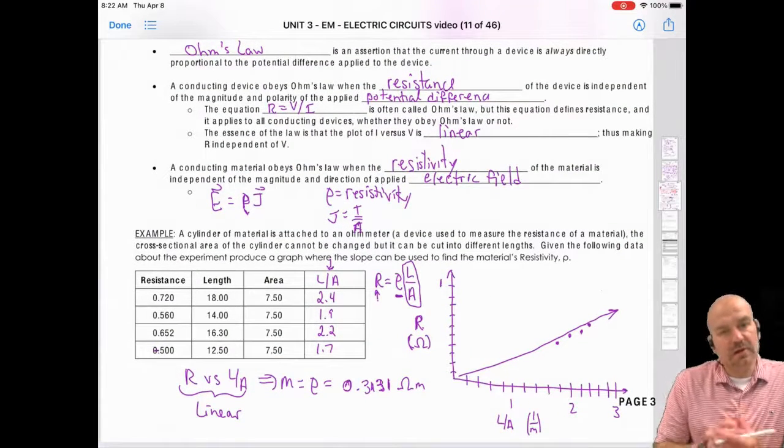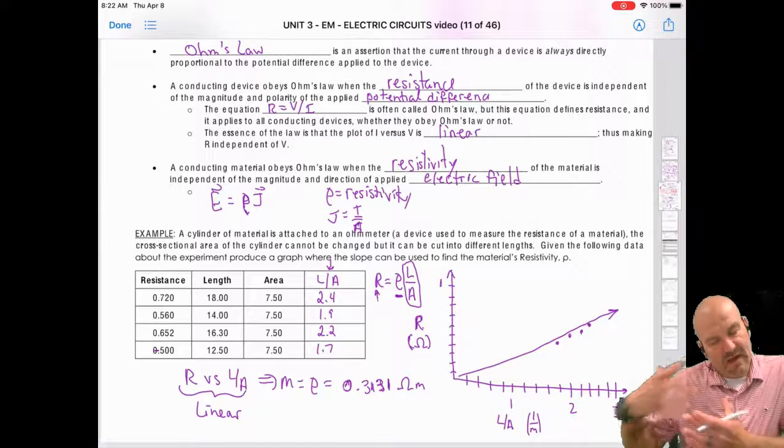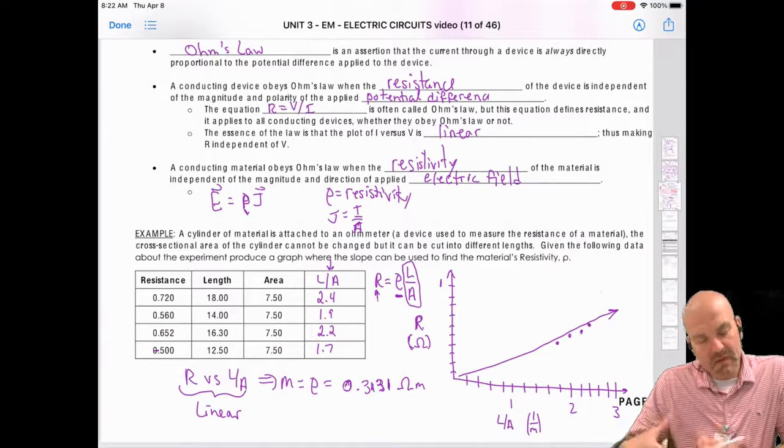So in the next video, we're going to look at power. It's a topic that we've already spoken about, but we're going to relate it to electrical power at this point in time.